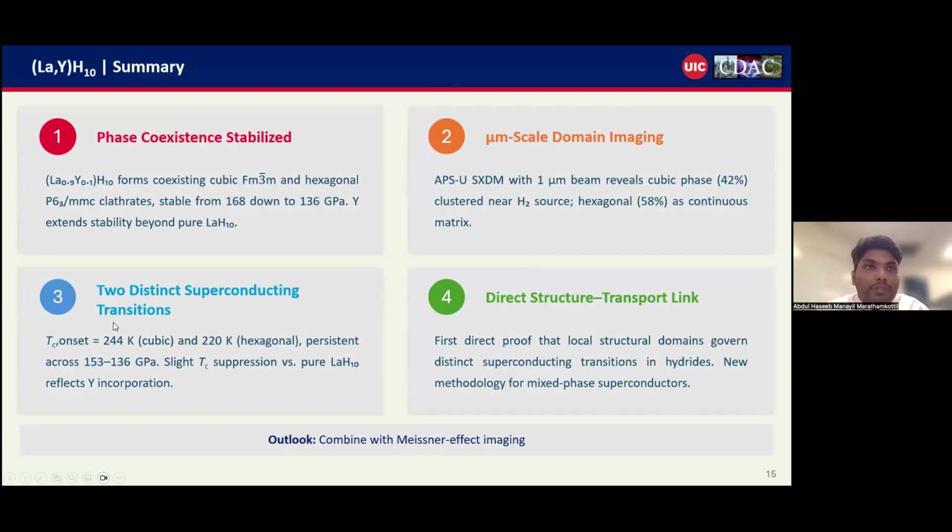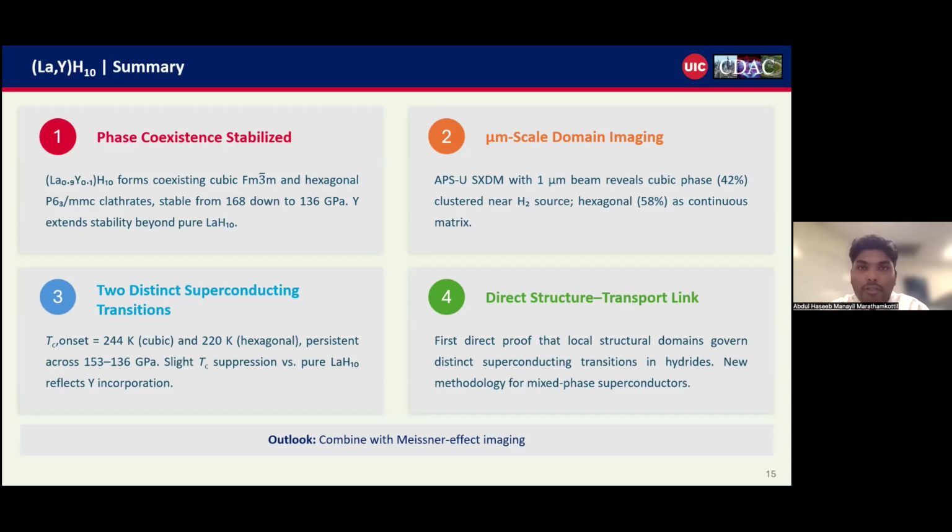The third, two distinct superconducting transitions at around 240 and 220 Kelvin persist across the full pressure range. Both are slightly suppressed relative to pure LaH10. And the fourth, the highlight, this is the first direct proof at the domain level that local structural phases govern distinct superconducting transitions in any hydrate: not inferred, not averaged, directly mapped. So looking forward, an exciting next step is combining XRD and transport with Meissner effect imaging to map the superconducting volume fraction directly and complete the picture from both transport and magnetic standpoints.